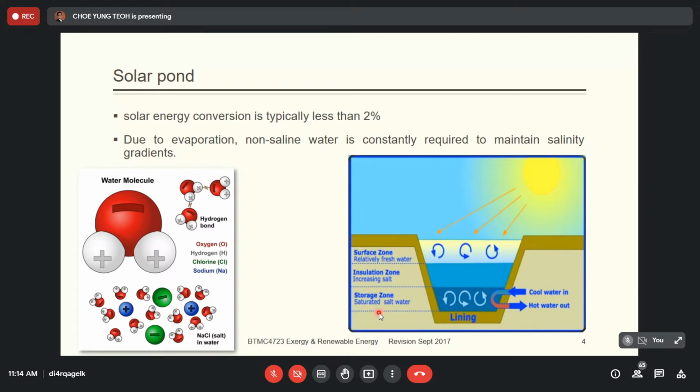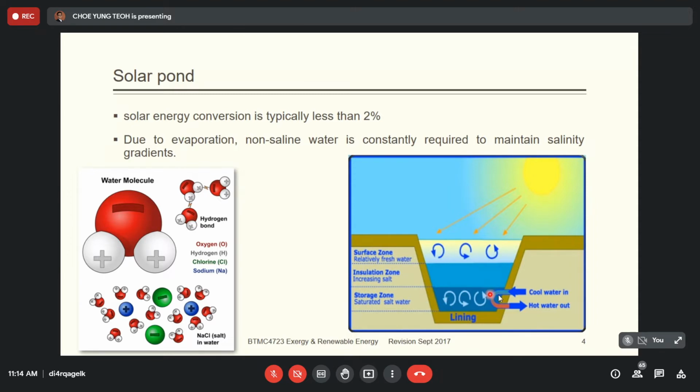What do I mean by saturated over here? If it is saturated, it means that if you add salt into the saturated salt water, the salt will never dissolve anymore. It will still remain as a solid. This is what we call saturated salt water. So in other words, to make a solar pond work properly, you need to add salt into the water until you can create a layer of saturated salt water at the bottom of the pond. This is the minimum requirement.